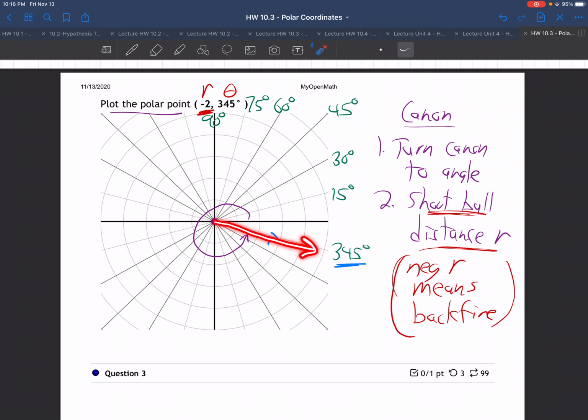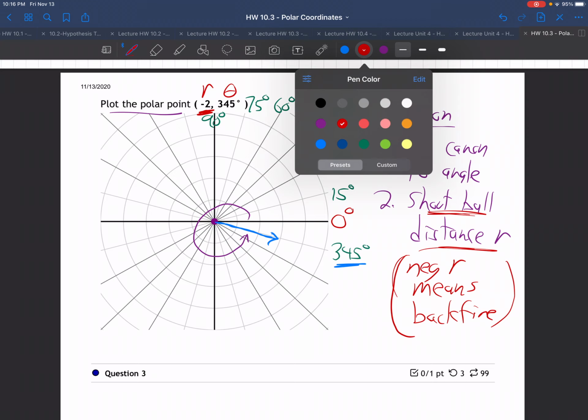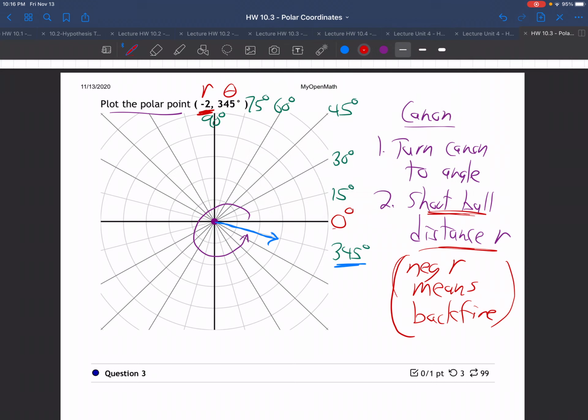So in other words, you're aiming the cannon. You turned the cannon, right? We started at 0 degrees right here, and we turned the cannon all the way to 345. We're aiming the cannon out through 345 degrees, because that's what they told us to aim at, and then fire. But it's r = -2, so it backfires, back 2. So it's going to go backwards along that same line, back to right there. So there's the point.